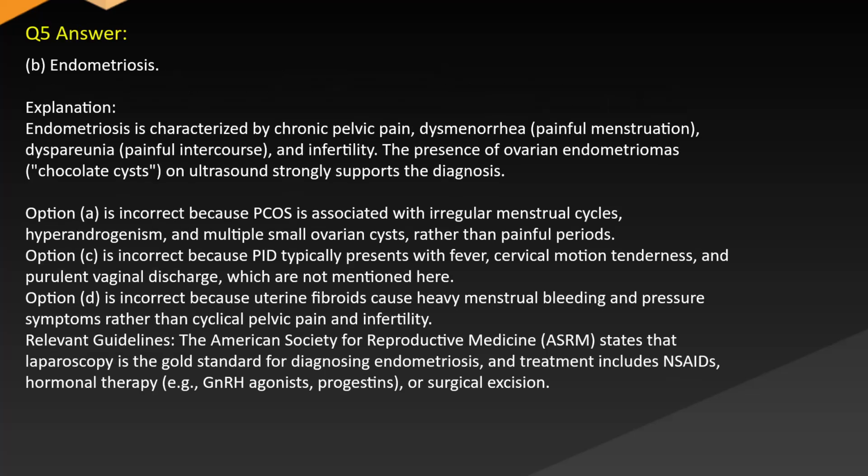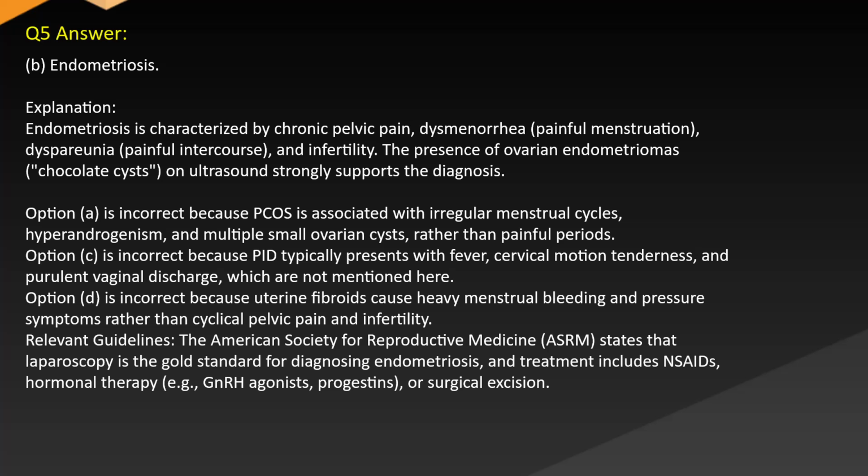Answer: B. Endometriosis. Explanation: endometriosis is characterized by chronic pelvic pain, dysmenorrhea, painful menstruation, dyspareunia, painful intercourse, and infertility. The presence of ovarian endometriomas, chocolate cysts, on ultrasound strongly supports the diagnosis.